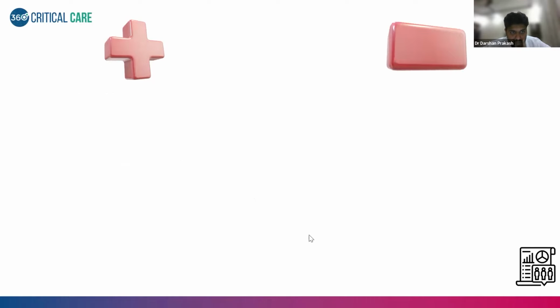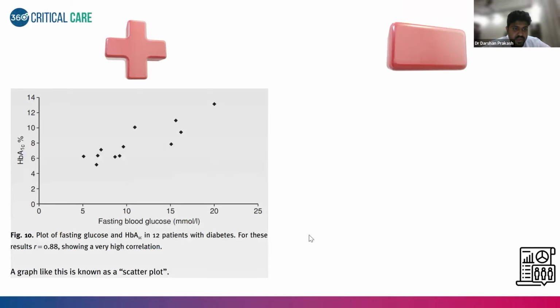Correct? So here let us take an example of fasting blood glucose and HbA1c. You have patients here whose fasting blood glucose in millimoles per liter is ranging between 5 and 20. You roughly have 12 patients. Each diamond here is representative of the HbA1c values of the 12 patients. Okay, so this is something which you see there is an upward slope, right? This is a positive correlation. So this makes clinical sense, correct? So this is something that we can consider.